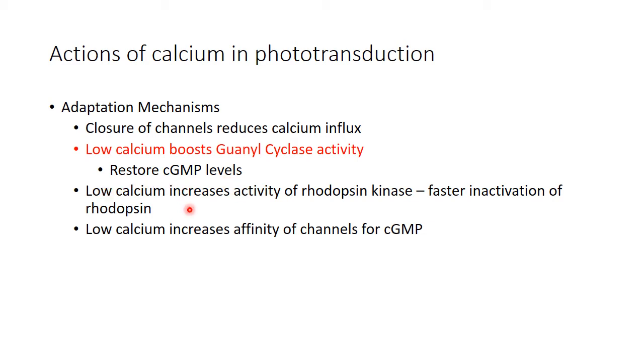For example, low calcium increases the activity of rhodopsin kinase, and that also leads to faster inactivation of rhodopsin. Also, low calcium increases the affinity of cyclic GMP channels for cyclic GMP. All these actions of low calcium will ultimately lead to the reopening of the cyclic GMP gated channels, and that will allow the cells to respond to light even at very high levels of light.